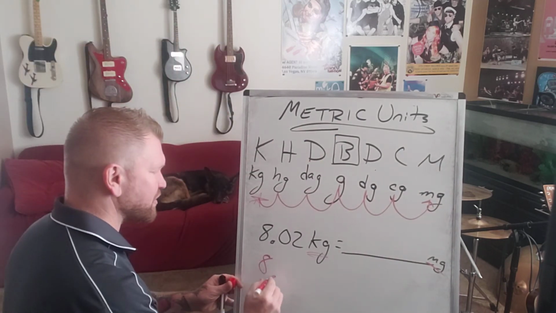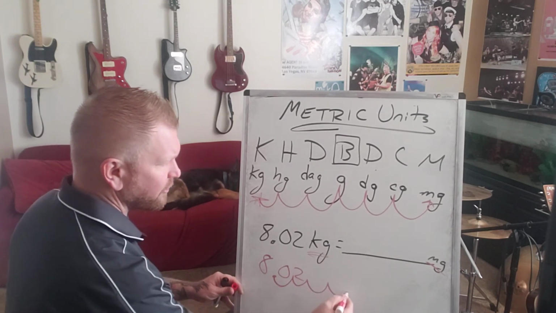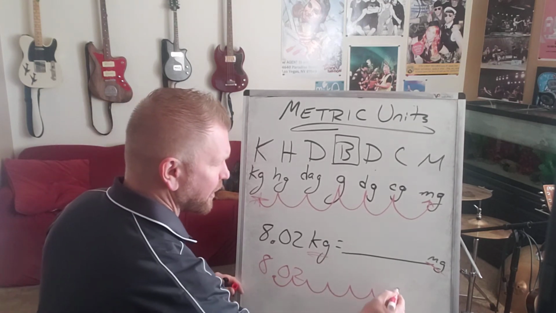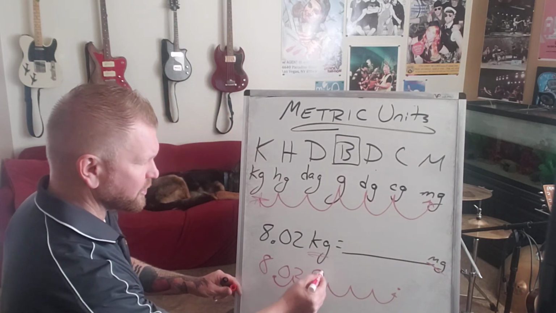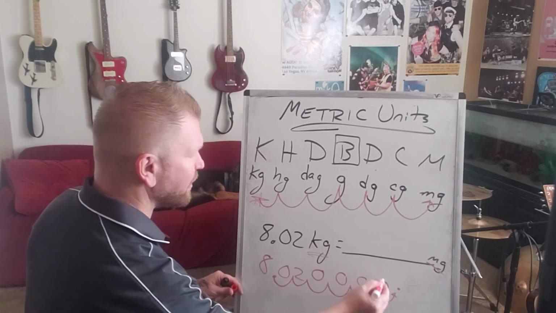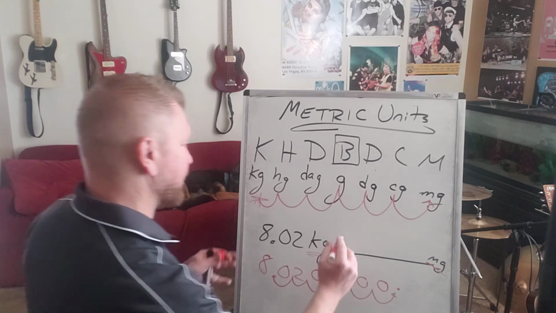So let's take this decimal and let's move it over. 1, 2, 3, 4, 5, 6, and get it all the way at the end. So all these blank spaces need to be filled in with zeros. Put a 0 there, and there, and there, and there. So the answer is 802 with 4 more zeros after.